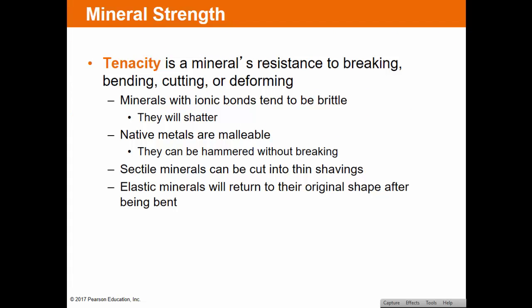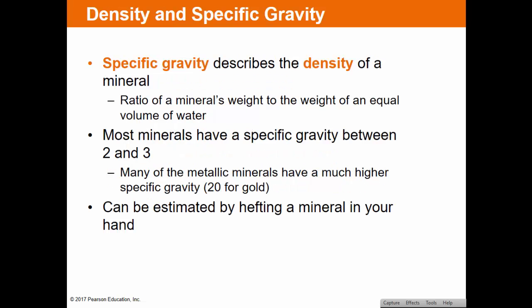Tenacity is the mineral's resistance to breaking, bending, or cutting. So harder minerals have harder tenacity. Minerals with ionic bonds, which we said are weaker, tend to shatter. Native minerals, that metallic bond makes them malleable. They don't break easily, they bend. And then different minerals are going to have different resistance to breaking, and that's their tenacity. And it's also a way that you can identify a mineral.